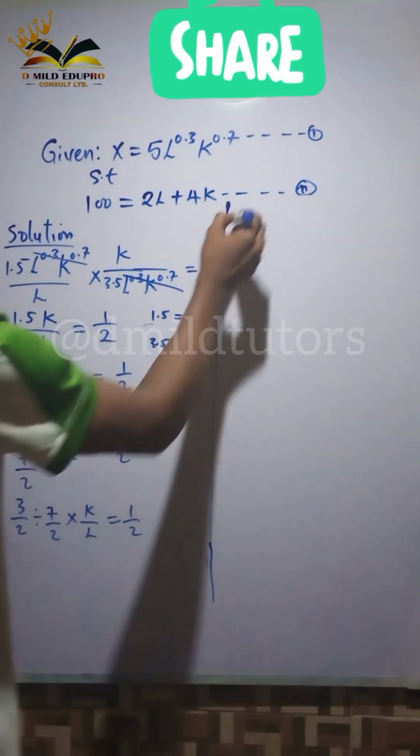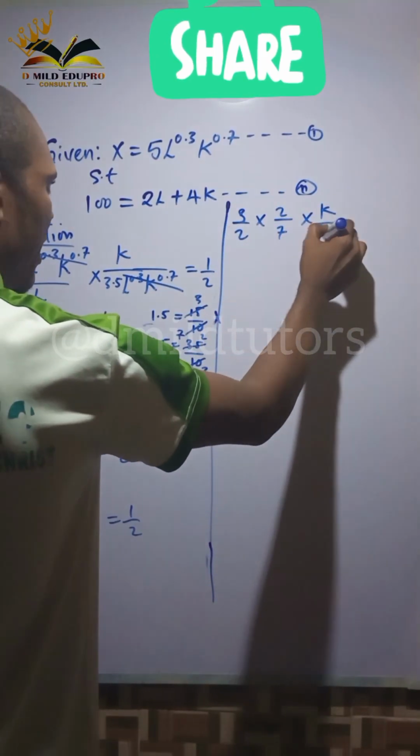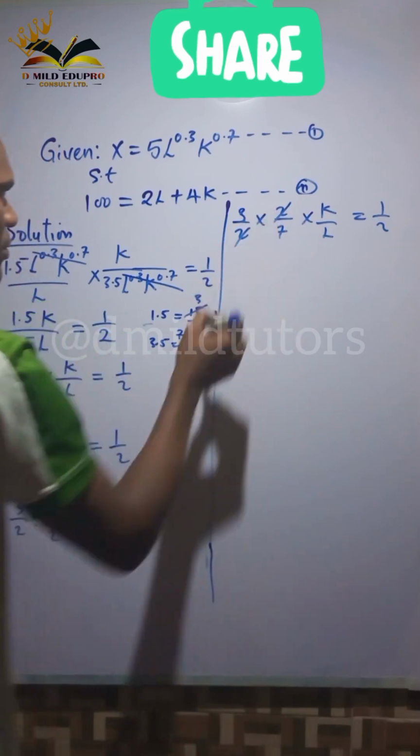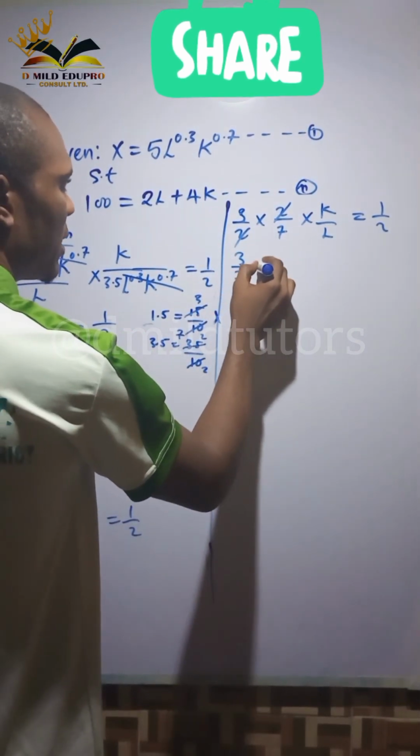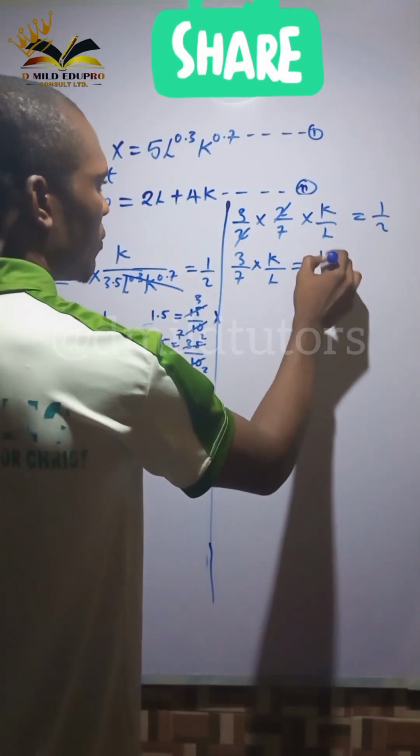We simplify this. We have 3 over 2 times 2 over 7 times K over L equals 1 over 2. These two we cancel. So we have 3 over 7 times K over L equals 1 over 2.